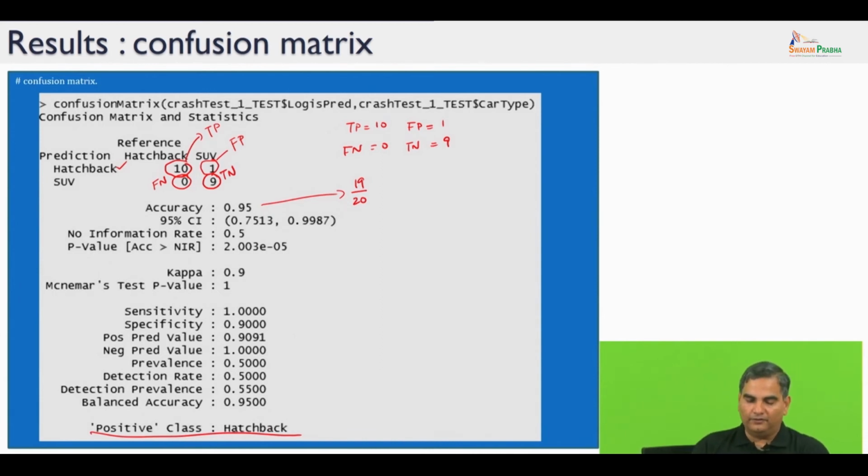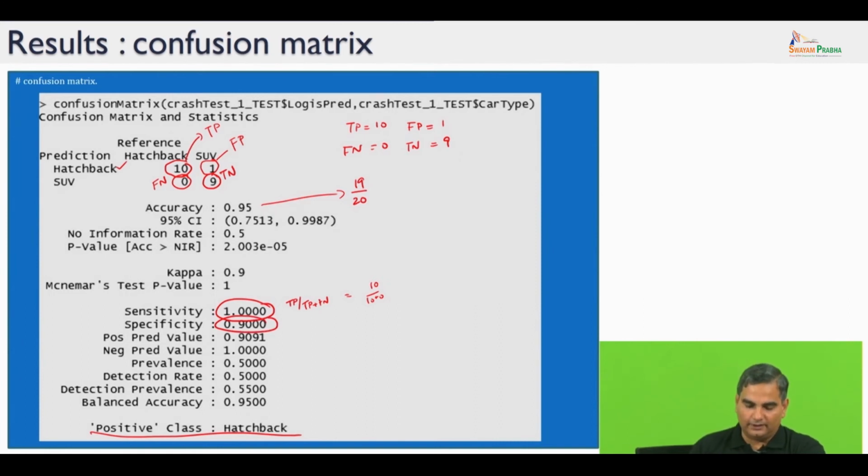Now, when we look at sensitivity, we said sensitivity is defined as true positive divided by true positive plus false negative. So, this is how we define sensitivity. This is going to be equal to 10 divided by 10 plus 0. So, you get 1 here. Similarly, you can verify the specificity to be 0.9.